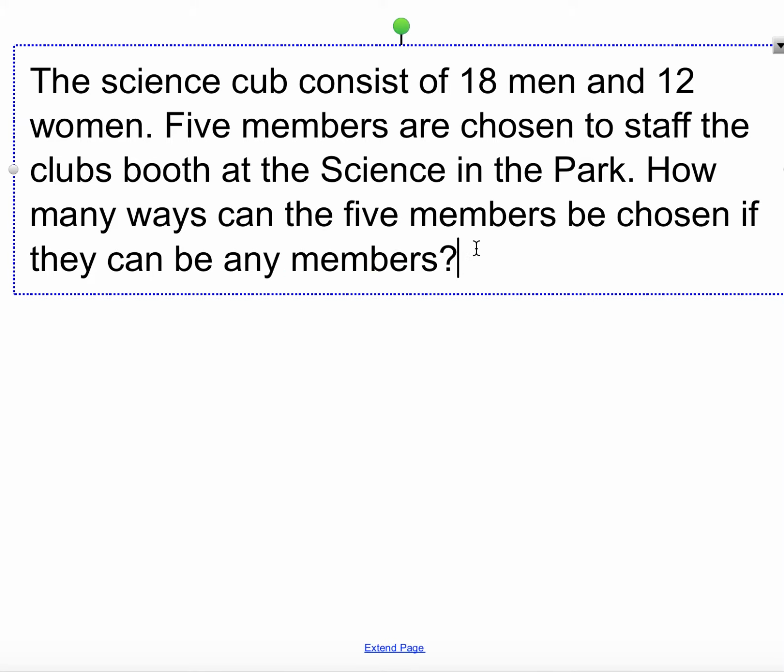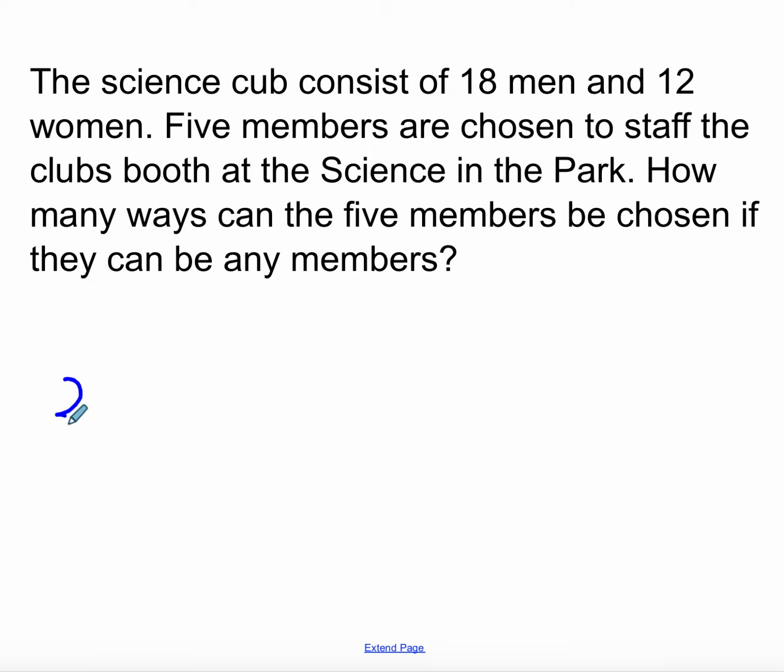All right, so we want to figure this out. Of the 18 men and 12 women, that would be 30 different people. So we have 30 different people we're choosing from, and we want to choose 5 of them.